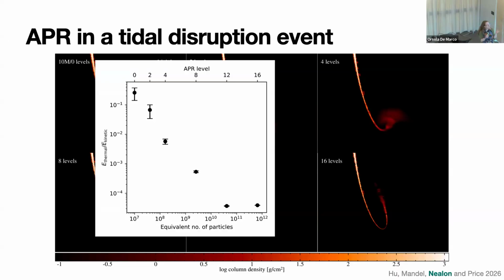And Daniel's already shown this graph. The point here is that you really can get convergence for this particular problem, but APR is the way to do it. And I think it was 16 levels of refinement to get there.